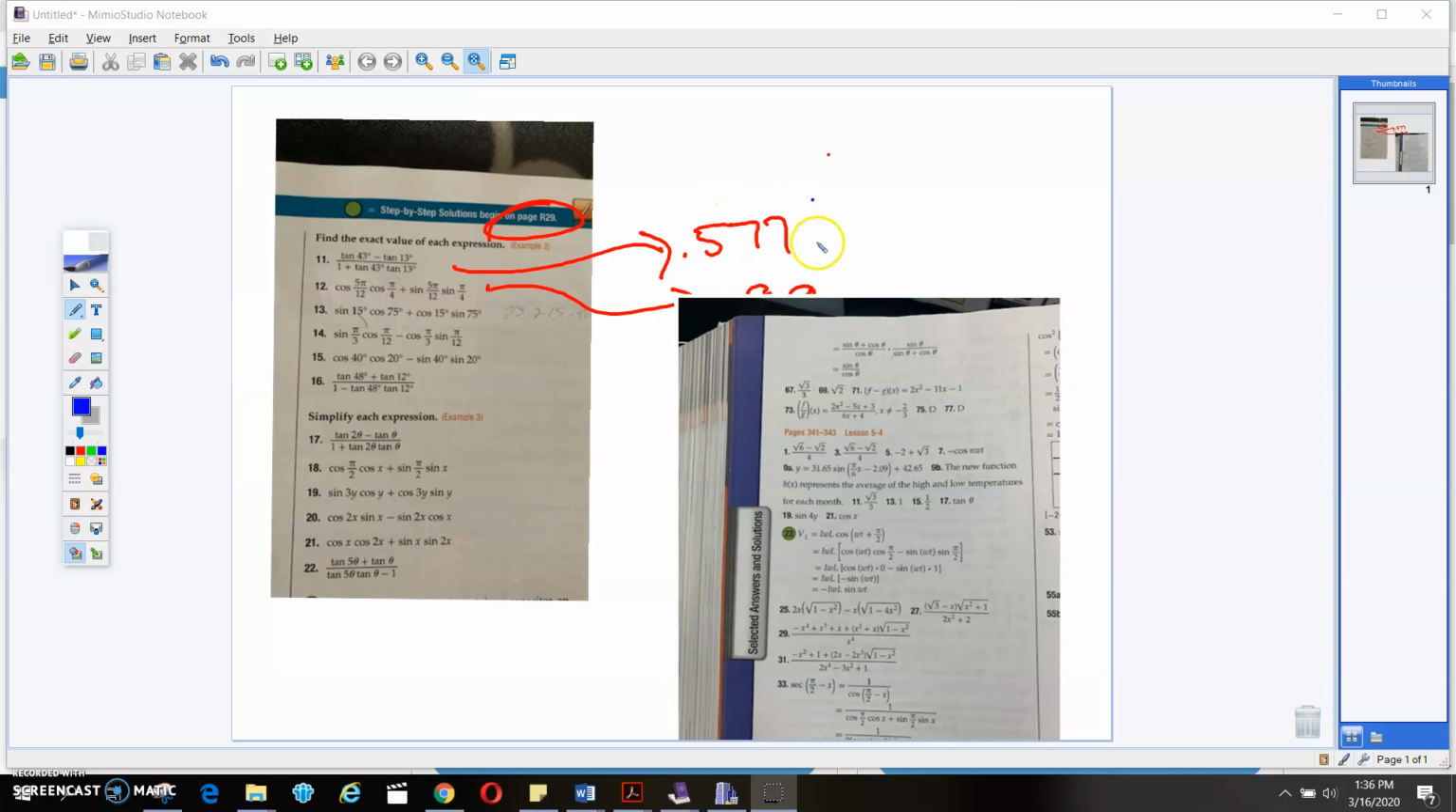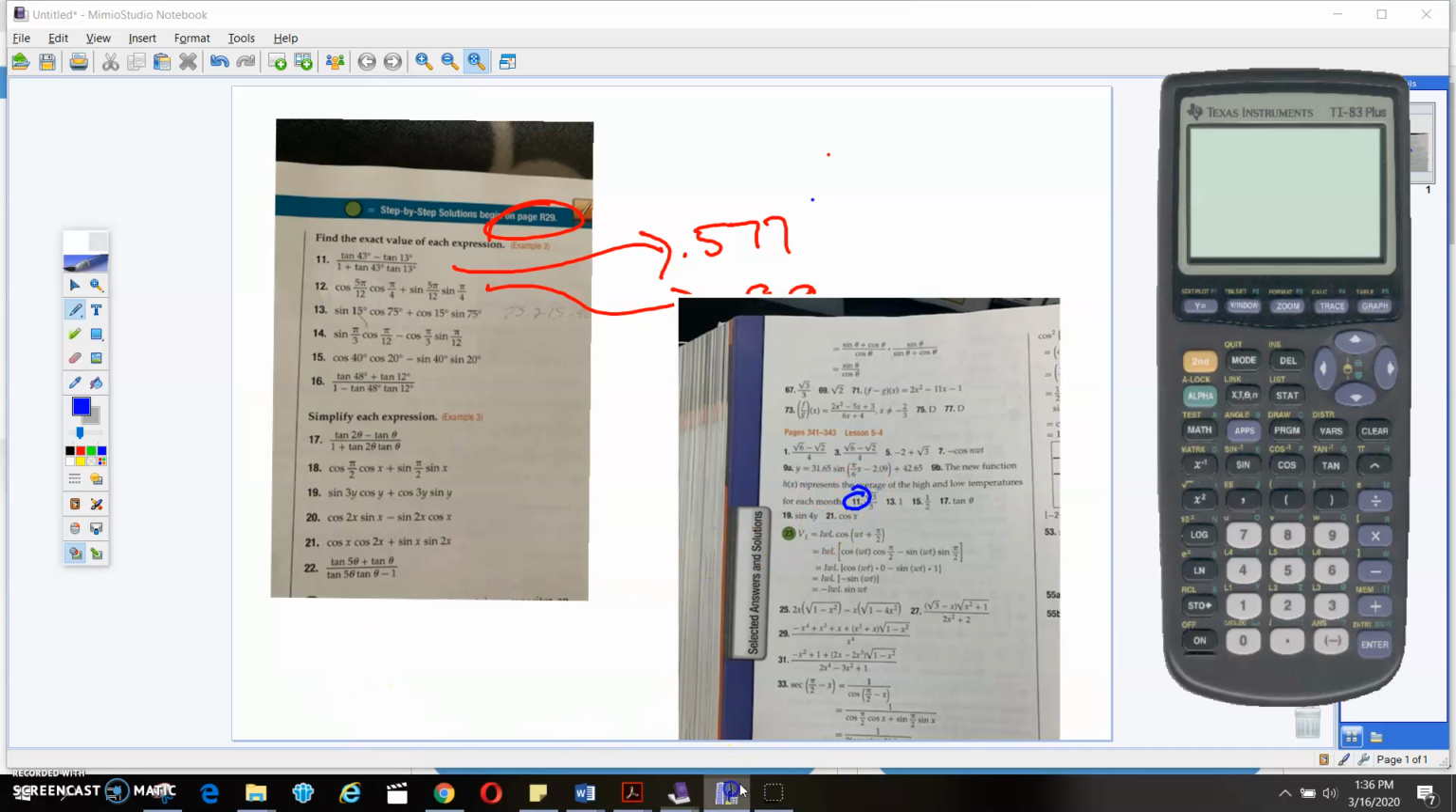This 0.577, that is like if I go into my calculator and you see how like 11, it said the answer is square root of 3 divided by 3. If I go in here and I type square root of 3 divided by 3, I get that answer. So I did do it right in the last video. But again, you got to know your trig identities in order for this to work.